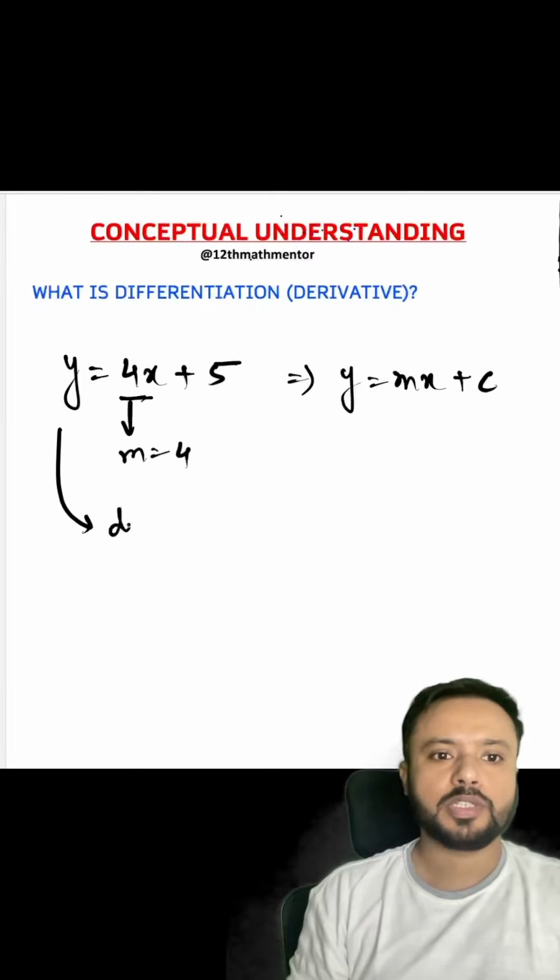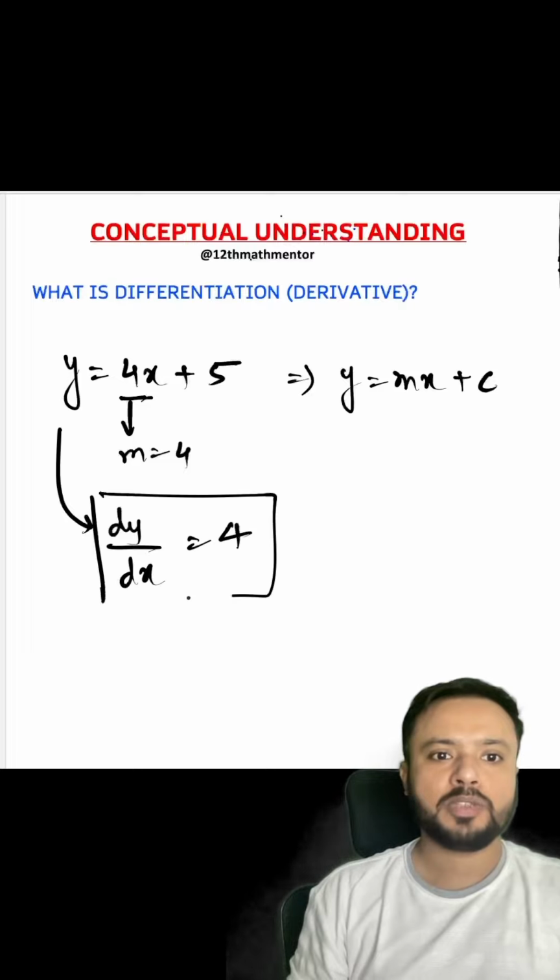Now let's differentiate this function. When I do dy upon dx, I get 4. That means when I differentiated this function, I got its gradient. So I got a constant value because the gradient of a line is constant all the time.